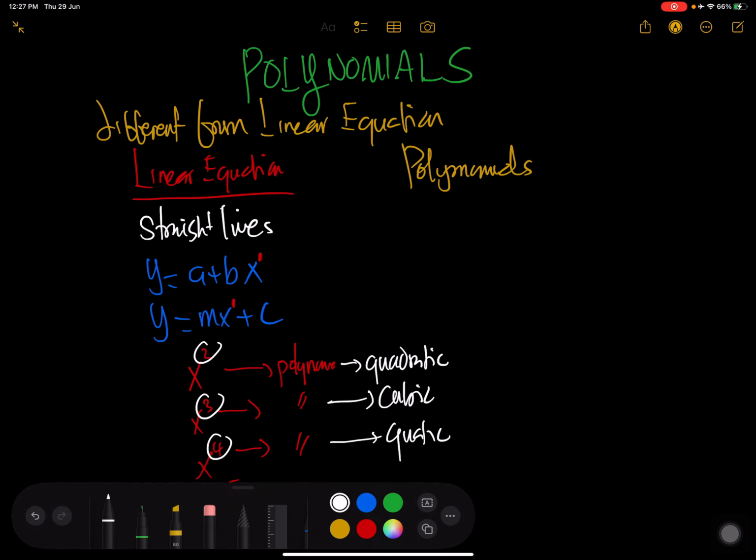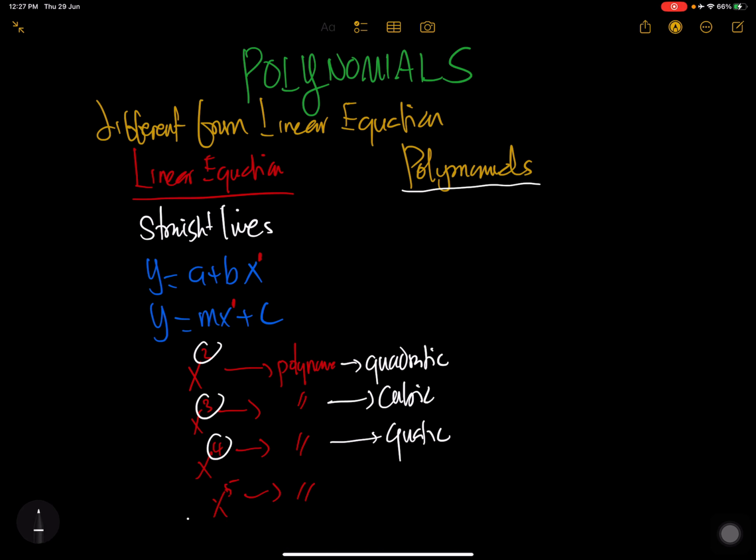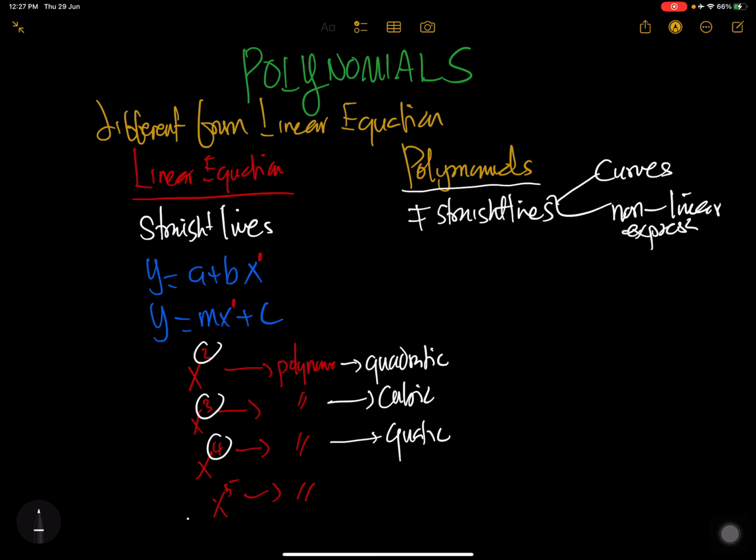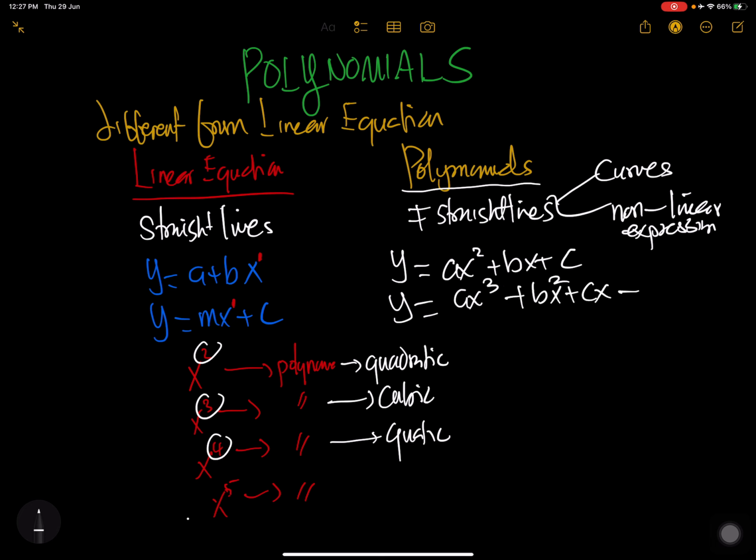So we've looked at linear equations, which are straight lines, but with polynomials, they are not straight lines. They can be curves, or they can be any other non-linear expression or form. It can be y is equal to ax squared plus bx plus c, or it could be y is equal to ax cubed plus bx squared plus cx plus d, in that order. So that's what differentiates a polynomial.